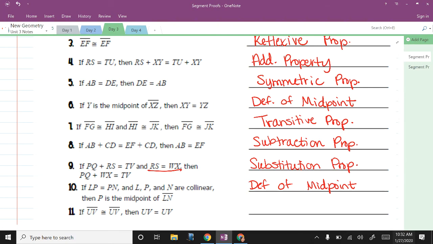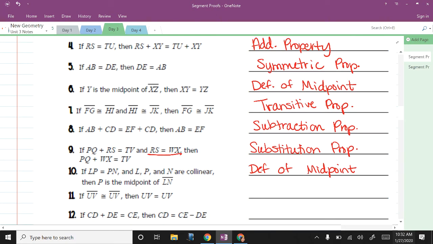Number 11. If segment UV is congruent to segment UV, then the length of UV equals the length of UV. What says that? Yes, if the objects are congruent, then their lengths are equal. And one more of those.